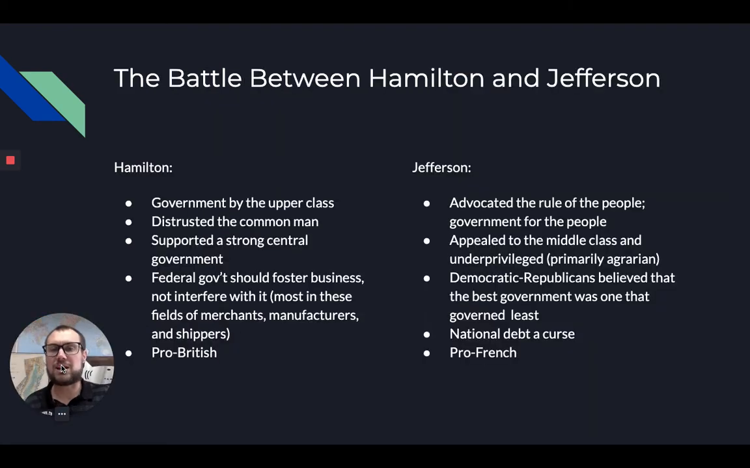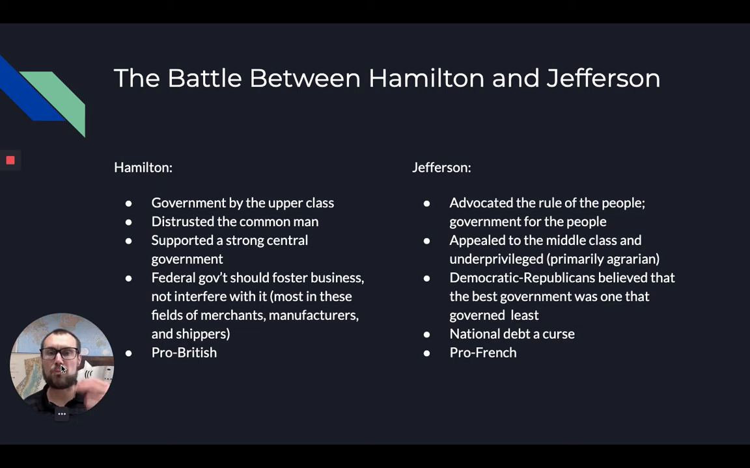Okay, so we get our battle between Hamilton and Jefferson. And just to dive into their beliefs a little bit more, Hamilton believed that government was by the upper class. They were more educated. They had more time to govern. They also had the power and the money and means to do so. And he distrusted the common man, or mobocracy, did not like that, and supported a strong central government, almost king-like. The federal government should foster business and not interfere with that. You kind of see that with the tariffs he wants to impose, because most people who were Federalists were from the North, and these included merchants, manufacturers, and shippers.